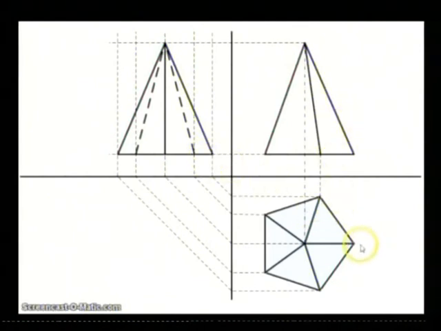Now from the side view here, you are able to see only three sides, this one, second and third. These two will be on the back side, so those two sides will be dotted.